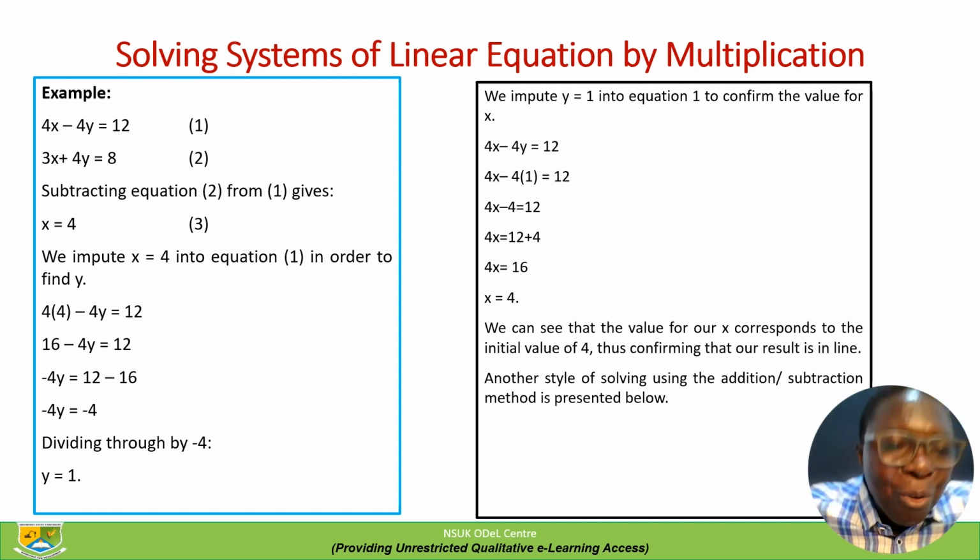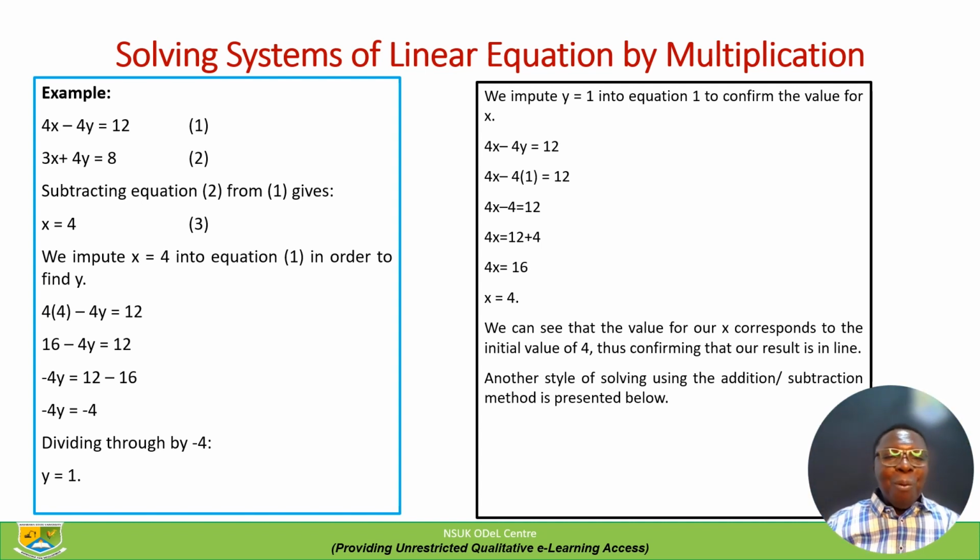So to find y, we say 4 open bracket 4 close bracket minus 4y equals 12. So 4 times 4 will give us 16, minus 4y equals 12. If you collect the like terms, it will give us minus 4y equals 12 minus 16. That will give us minus 4y equals minus 4. So you divide through by minus 4, you will end up having y equals 1.